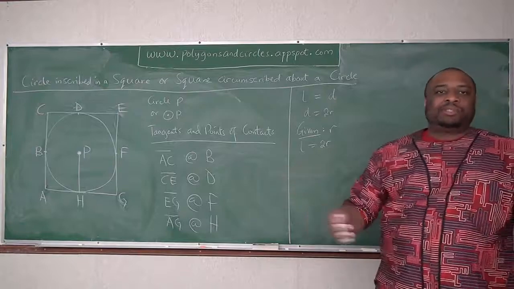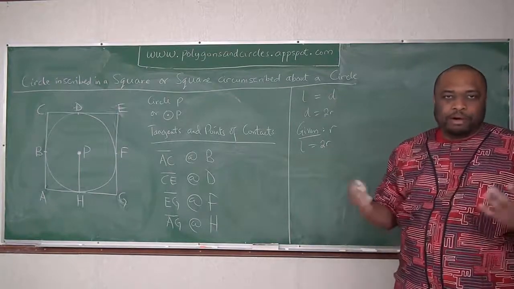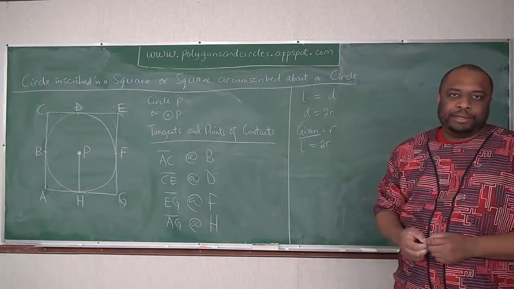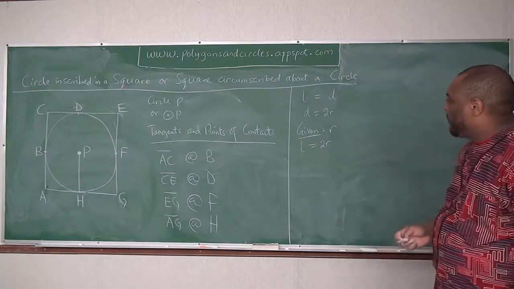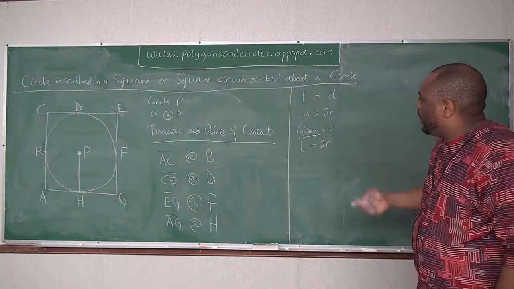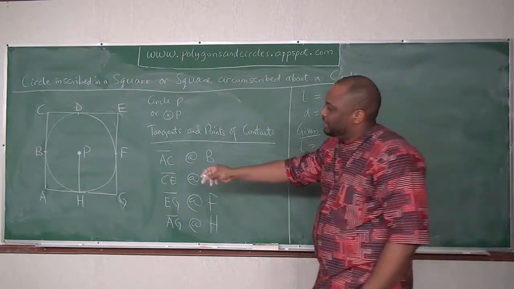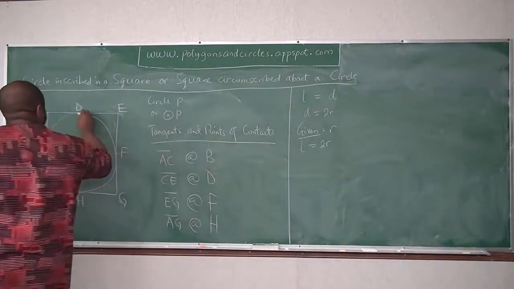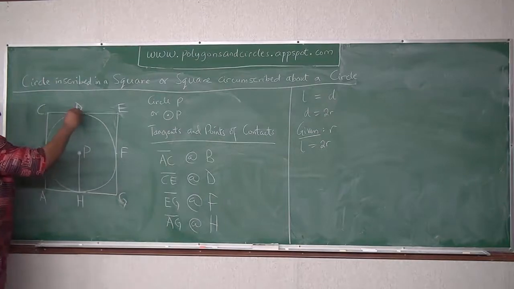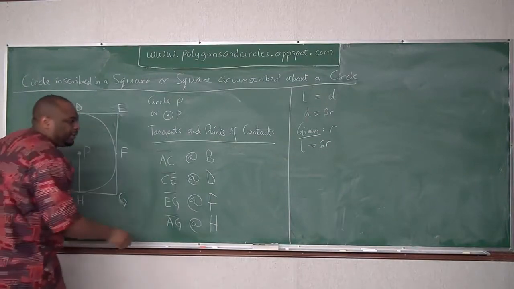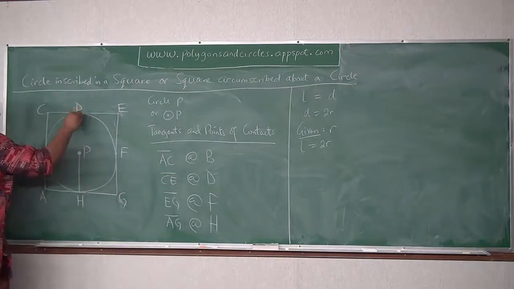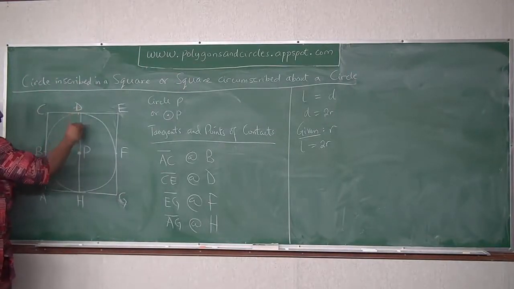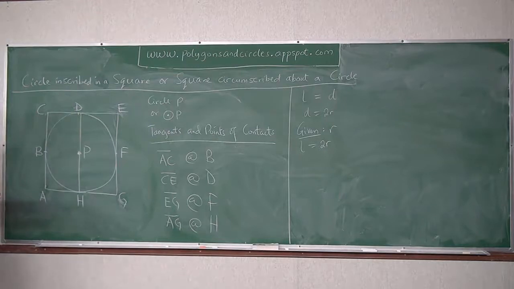And because this is a square, all four sides are congruent. All four sides are equal, they are the same. So the side length of the square is 2 times the radius. As you can see here, this is the diameter. Let me use another color. You see here that this is the diameter. If you extend it, it's the diameter.